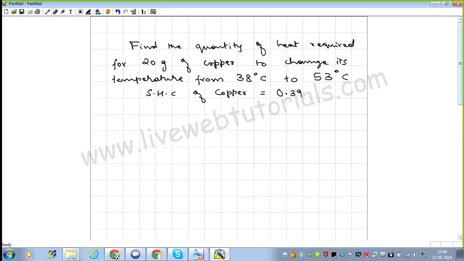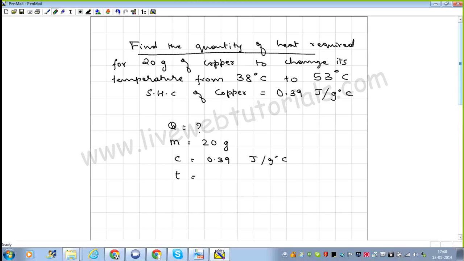The value of specific heat capacity of copper is given to you. That's 0.39 joules per gram degree Celsius. We are supposed to find the quantity of heat. That's Q is question mark. Mass of the substance that is given to you is 20 grams. c, that is the value of specific heat capacity, is 0.39. Delta T or T, that is the difference in temperature, over here is going to be 53 minus 38. That's going to be 15 degrees Celsius.